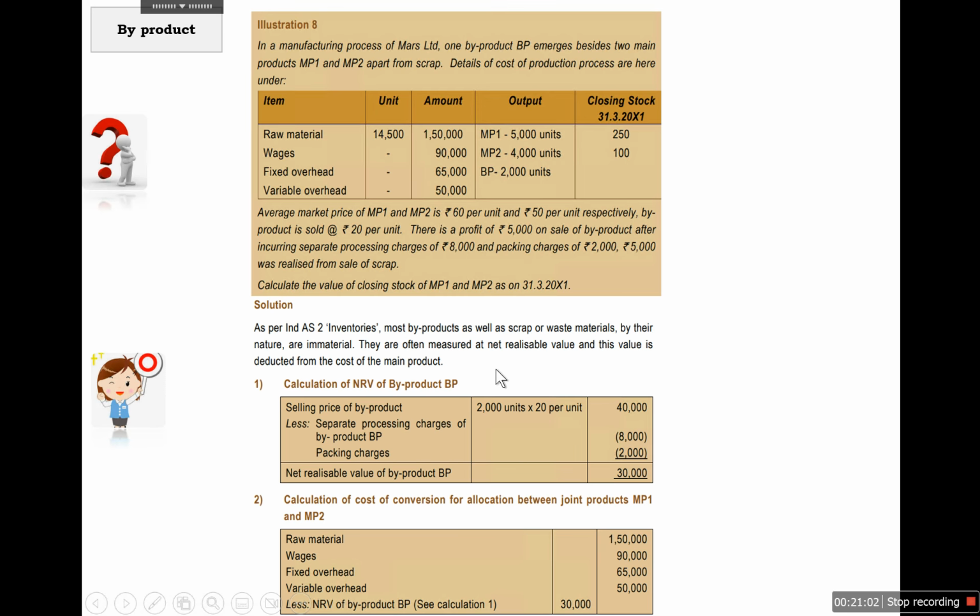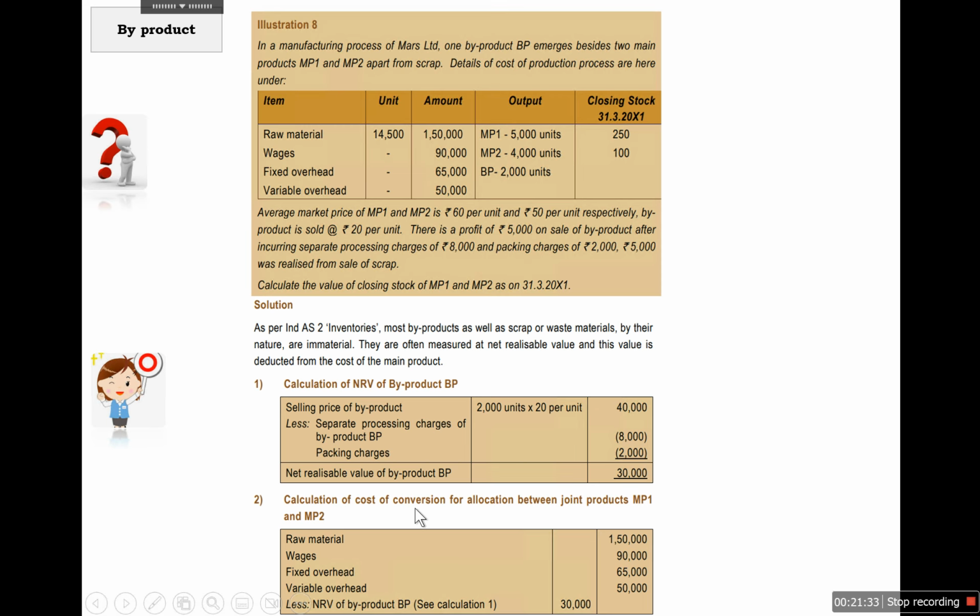So first we need to calculate the NRV of the by-product. It is given that it is to be sold at 20 rupees per unit. So 2000 units were produced at the rate of 20, so 40,000, and we have incurred 8,000 as a processing charge and a packing charge of 2,000. So we need to reduce 10,000. That is the cost to sell the by-product. So the net realizable value of the by-product is 30,000.